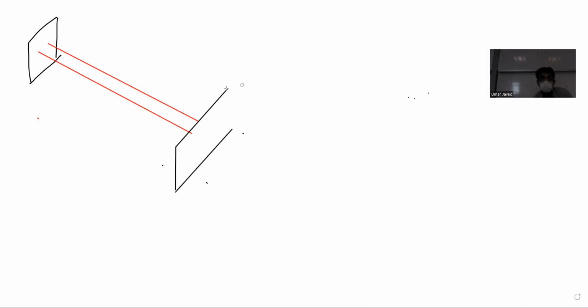So we have this fellow, then we have this fellow, then we have this fellow. Okay. The problem says that this is more like a cantilever.